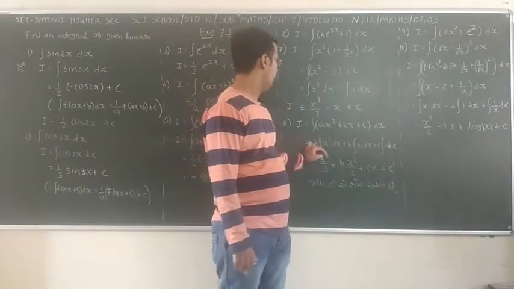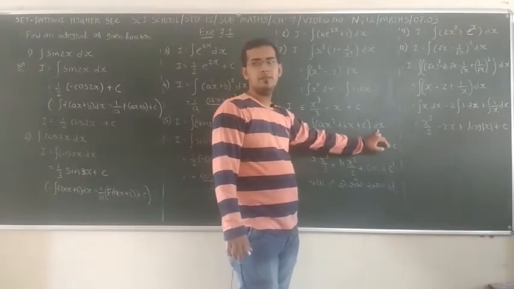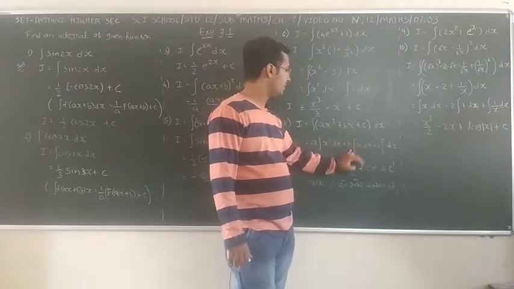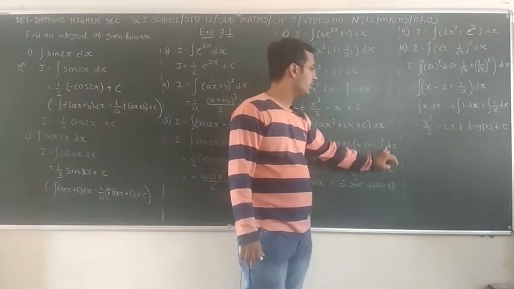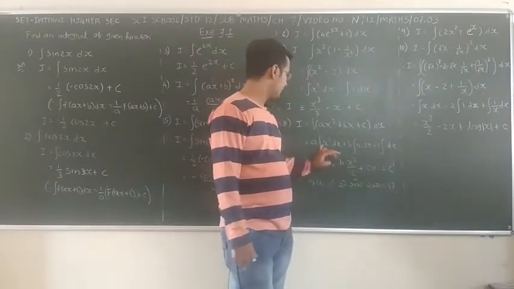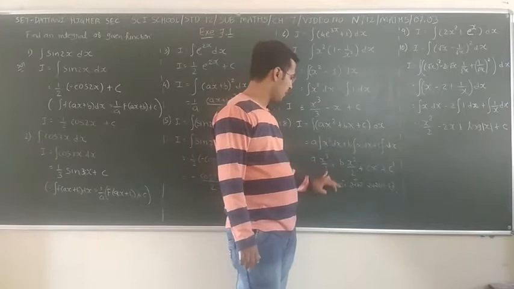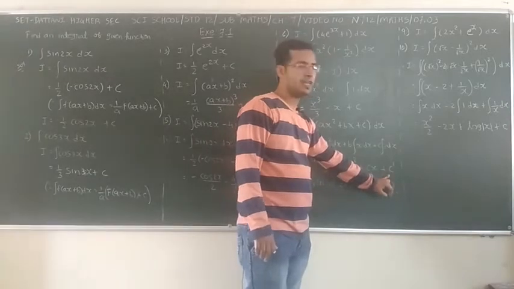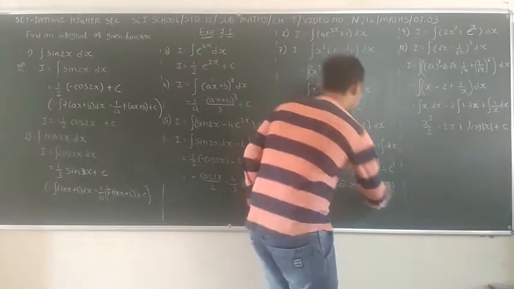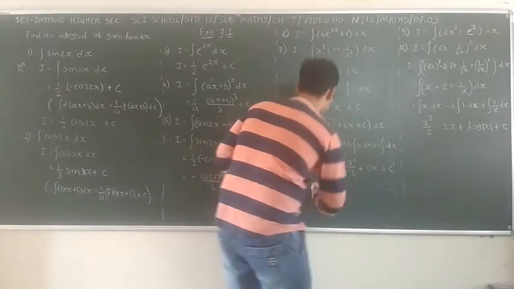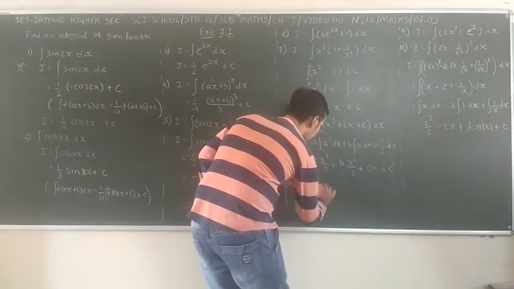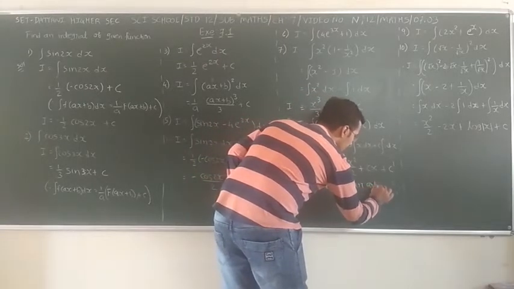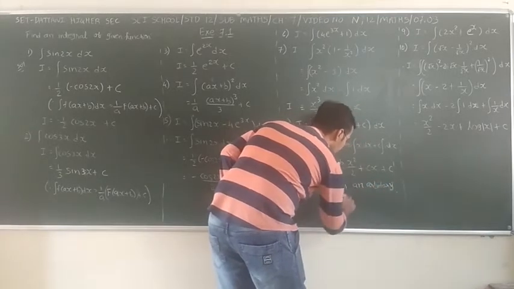Next, integration of ax square plus bx plus c dx, where a, b, c are constants. So a comes out, integration of x square dx, plus b integration of x dx, plus c constant times integration of 1 dx. a as it is, the integral of x square is x cubed by 3, plus b x square by 2, plus c x, plus a constant. Here c is a constant, so we take c dash, where c dash is an arbitrary constant.